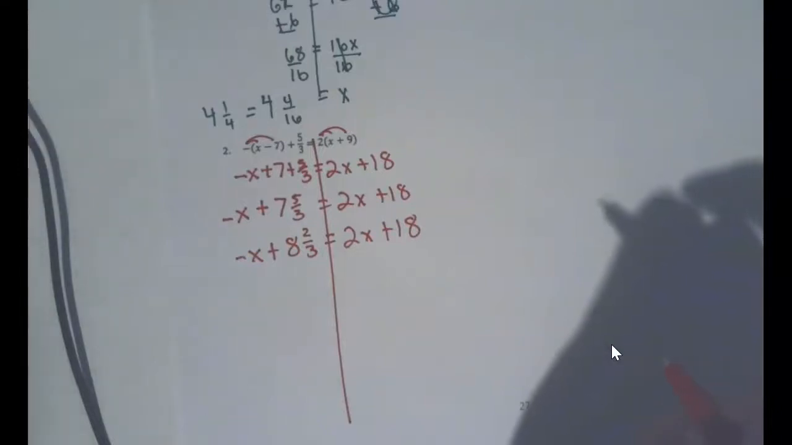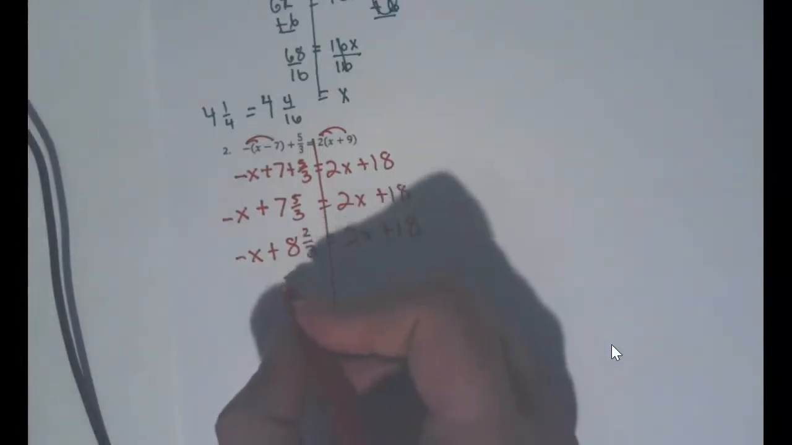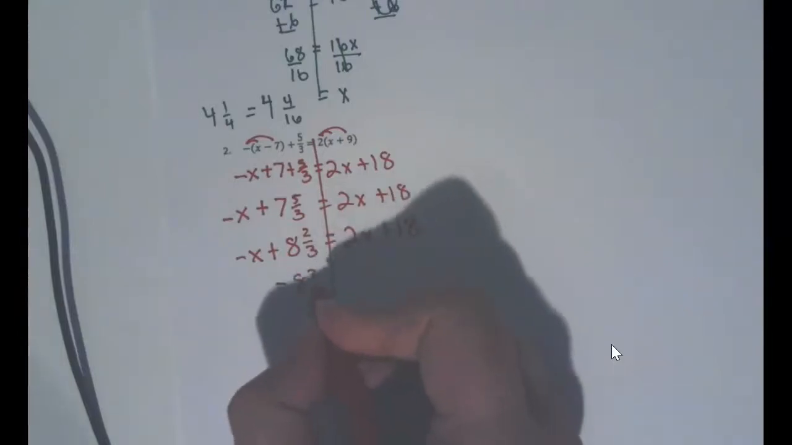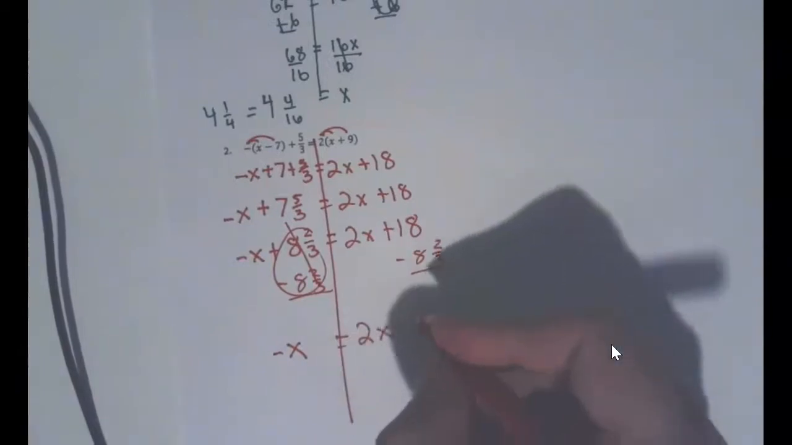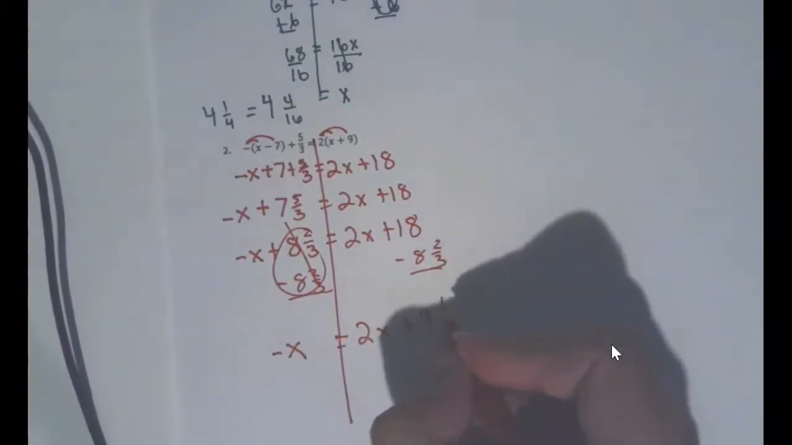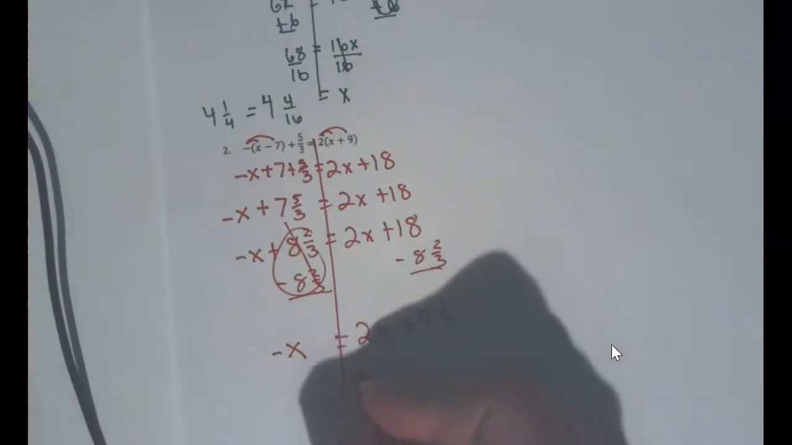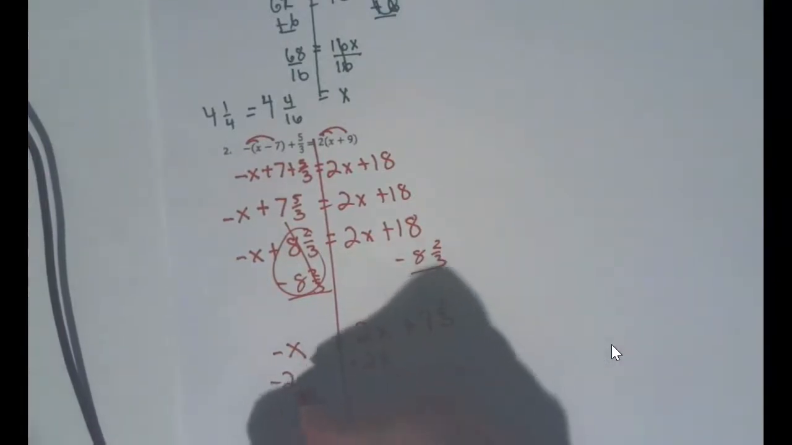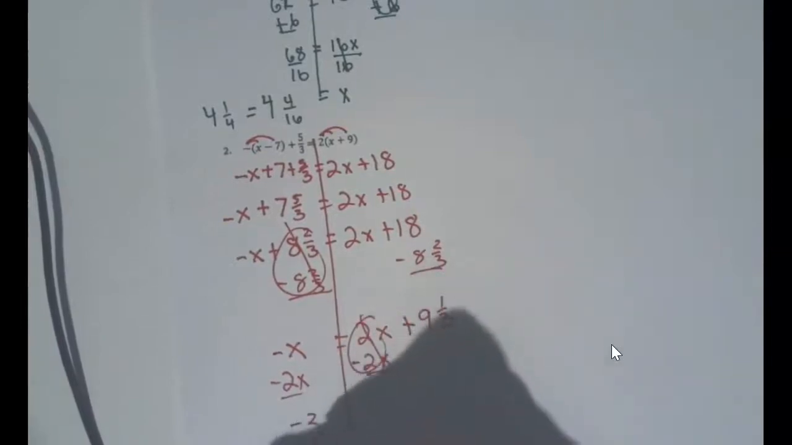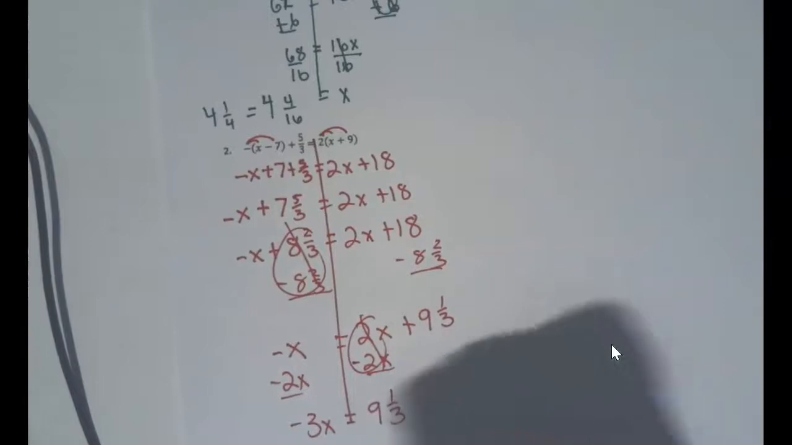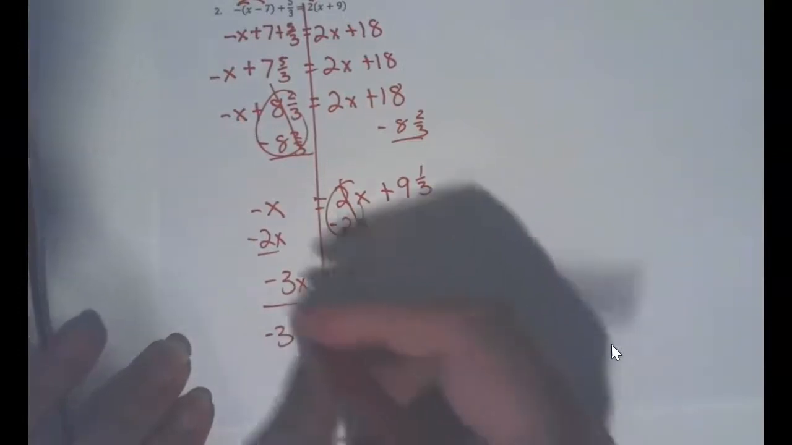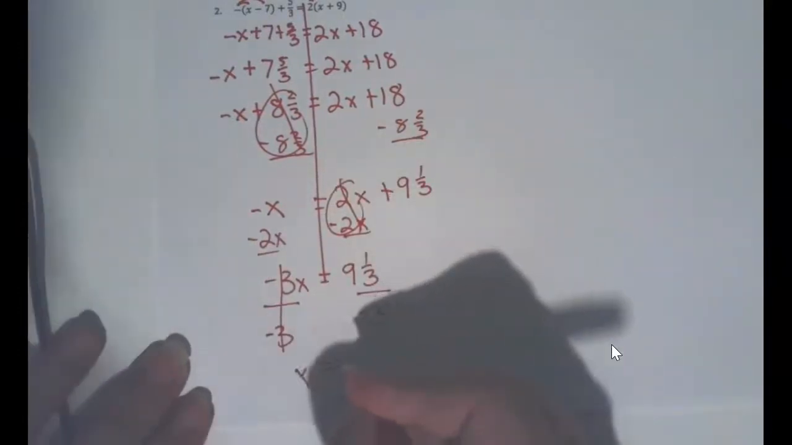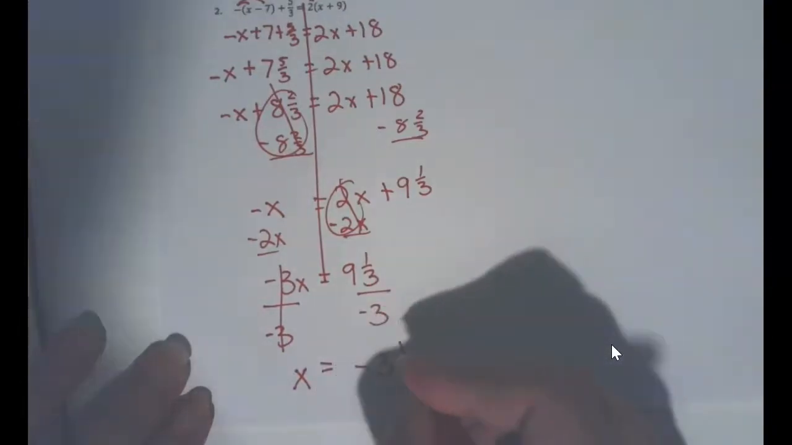Okay. I think the next thing I want to do for this one, I'm going to go ahead and subtract 8 2/3 from each side of the equation, leaving me with the opposite of x equals 2x plus 9 1/3. Then I can subtract 2x from each side of the equation, leaving me with -3x equals 9 1/3. Divide each side by -3, and x is equal to -3 1/9.